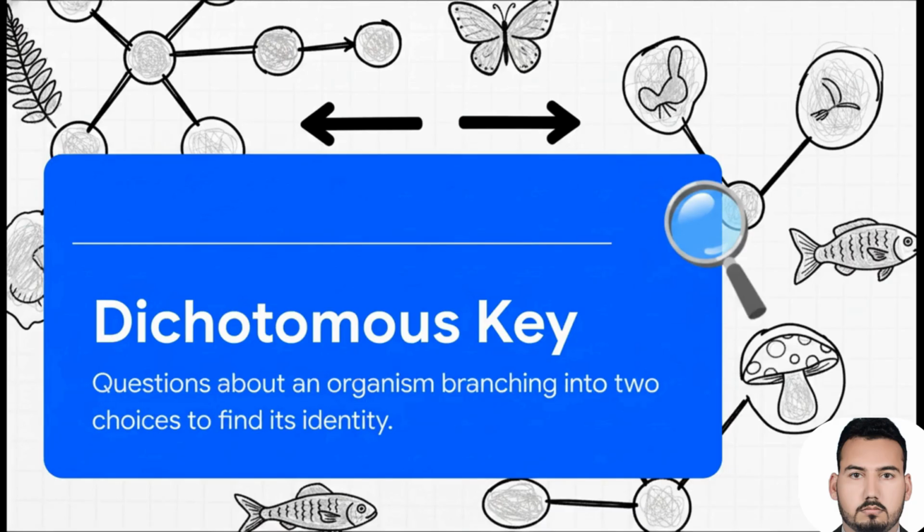A dichotomous key is simply a set of questions about an organism that branch into two, leading you directly to its identity. The secret sauce here is the rule of two. The word dichotomous literally means branching into two. Every single time you face a choice in the system, there are only ever two options: yes or no, this way or that way. It completely removes all the guesswork.